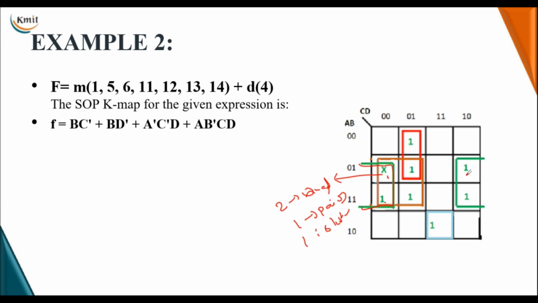Next, on this side, the 14th minterm as well as the 6th minterm can form a quad, because these are in the left corner and right corner, so they form a quad if I consider this don't care as a logical one.